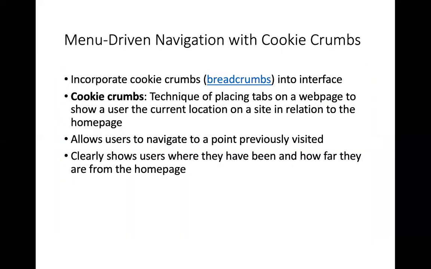The last thing to touch on for this class is this concept of cookie crumbs and the need to incorporate cookie crumbs into an interface. What do we mean by cookie crumbs? This technique of placing tabs on a web page shows a user the current location on a site in relation to the home page. Essentially, you're showing the direction back that you would need to go through from where you are to get back to the home page. It's a kind of visual navigation so users can see how to get back from where they are.